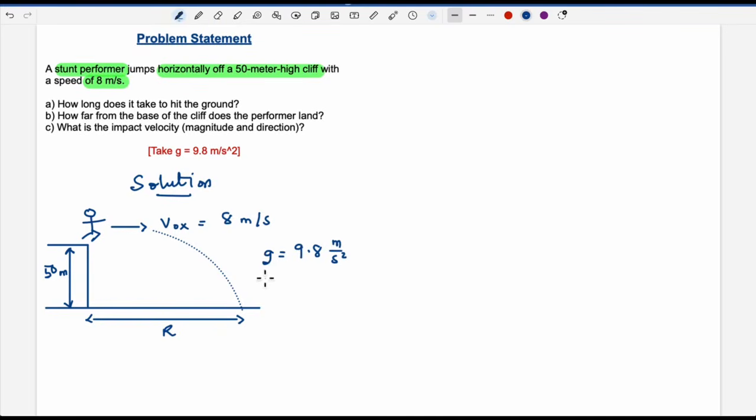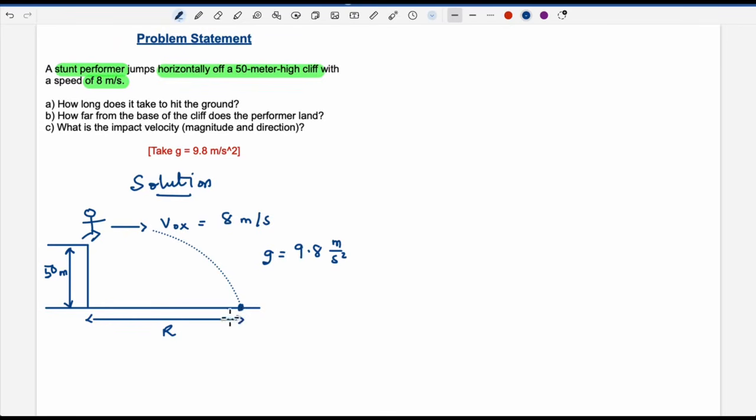Another important thing to note is that it takes the same time for both the vertical and the horizontal component of the motion to be completed. So at the final point of the motion, the time taken for this stunt performer to fall vertically would be the same as the time it took him to travel this horizontal range. With this known, we can solve the first part of this problem by finding the fall time.